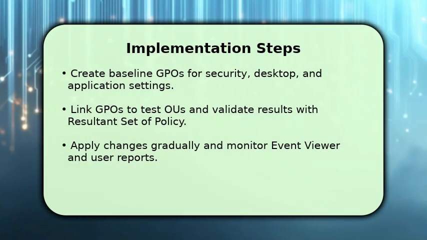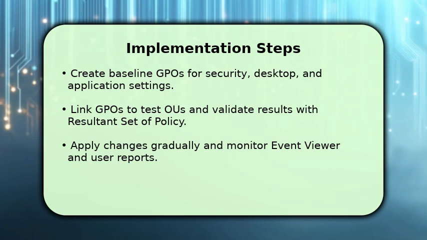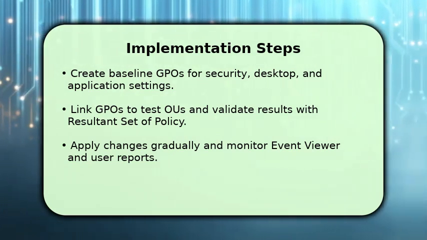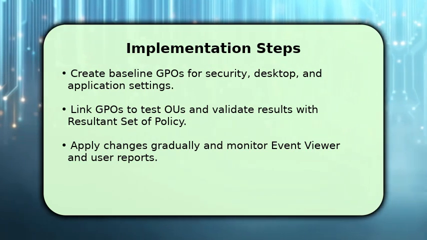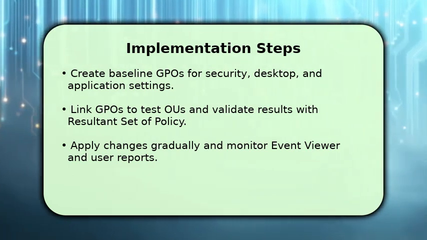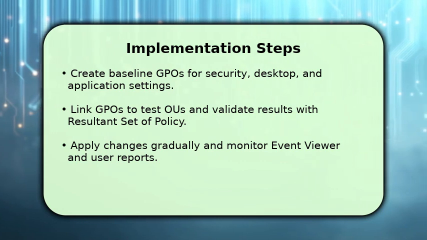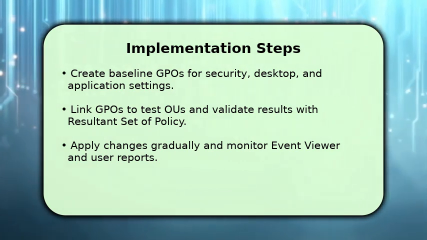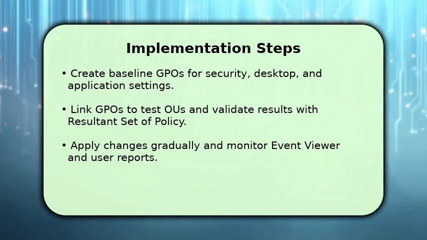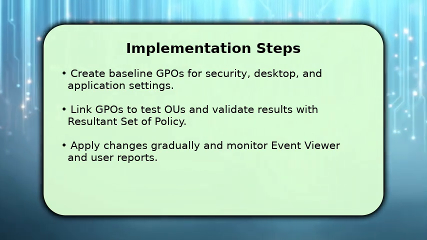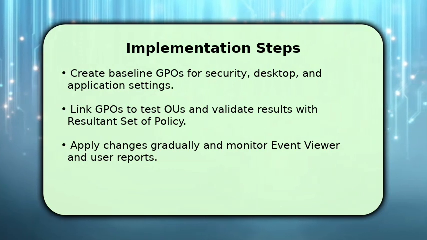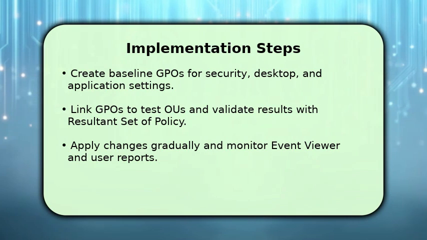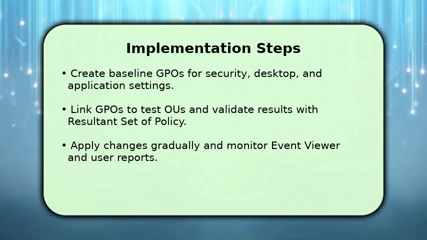Begin by creating baseline GPOs that cover security, desktop, and applications, then link them to a controlled test OU for validation. Use resultant set of policy and GPResult to verify the effective settings on target machines and adjust stacking order if conflicts appear. Roll out changes incrementally and monitor event viewer, client logs, and user feedback to catch regressions. Always maintain backups and clear naming conventions for speedy rollbacks and audits.